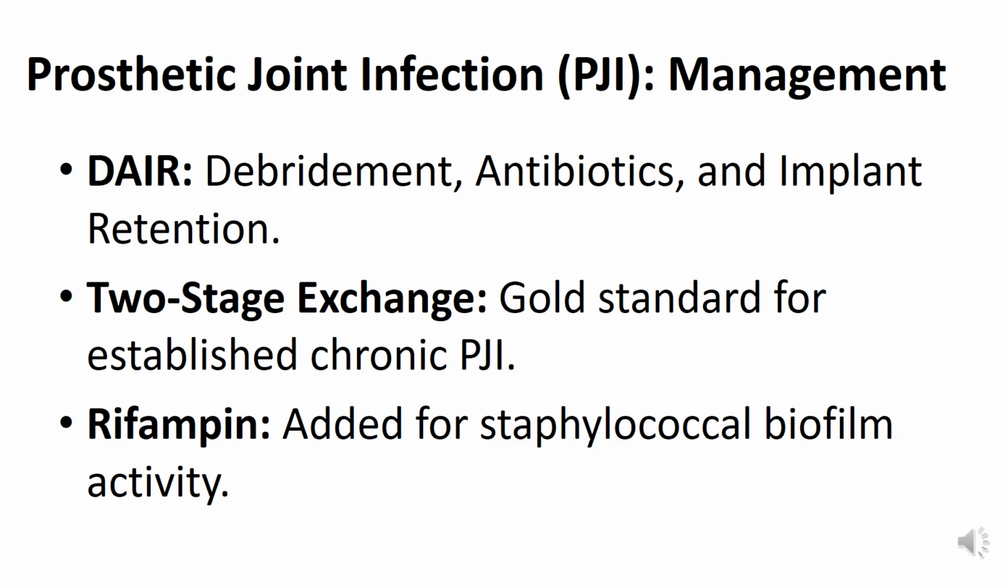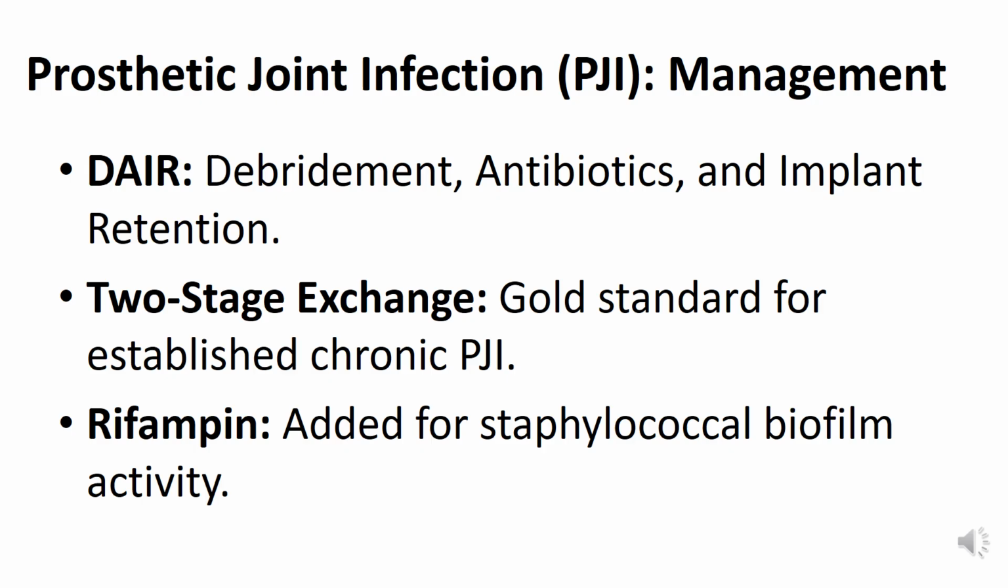Then we treat with prolonged systemic antibiotics. We wait for infection control. We monitor inflammatory markers carefully. Second stage comes later. Once infection is cleared, we remove the spacer, and we implant a new prosthesis. It is a long journey, but it has the highest success rate in chronic prosthetic joint infection.